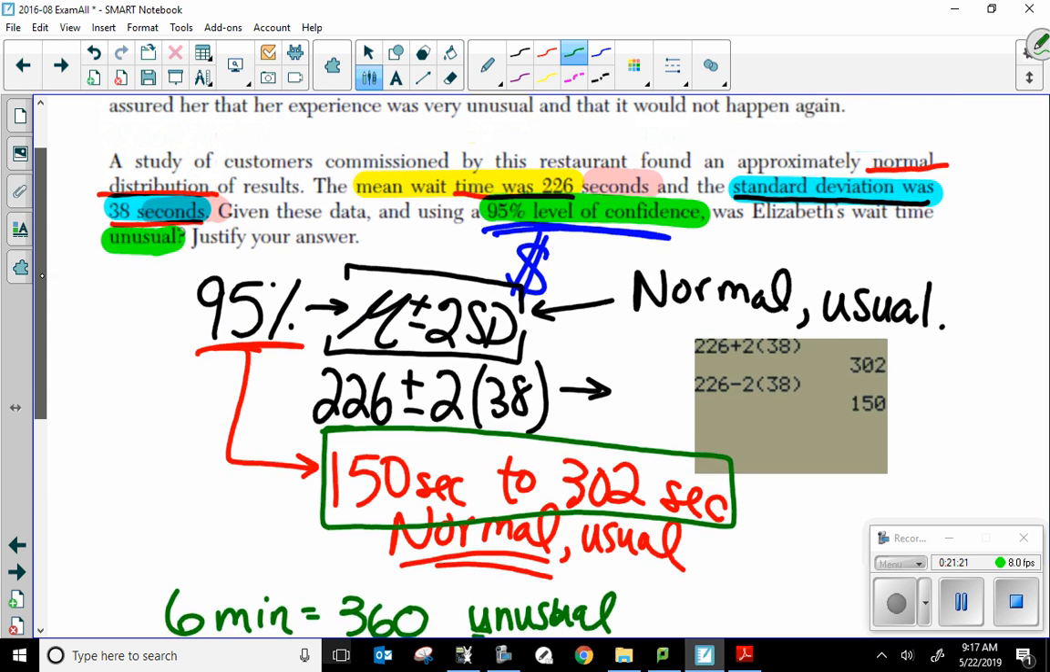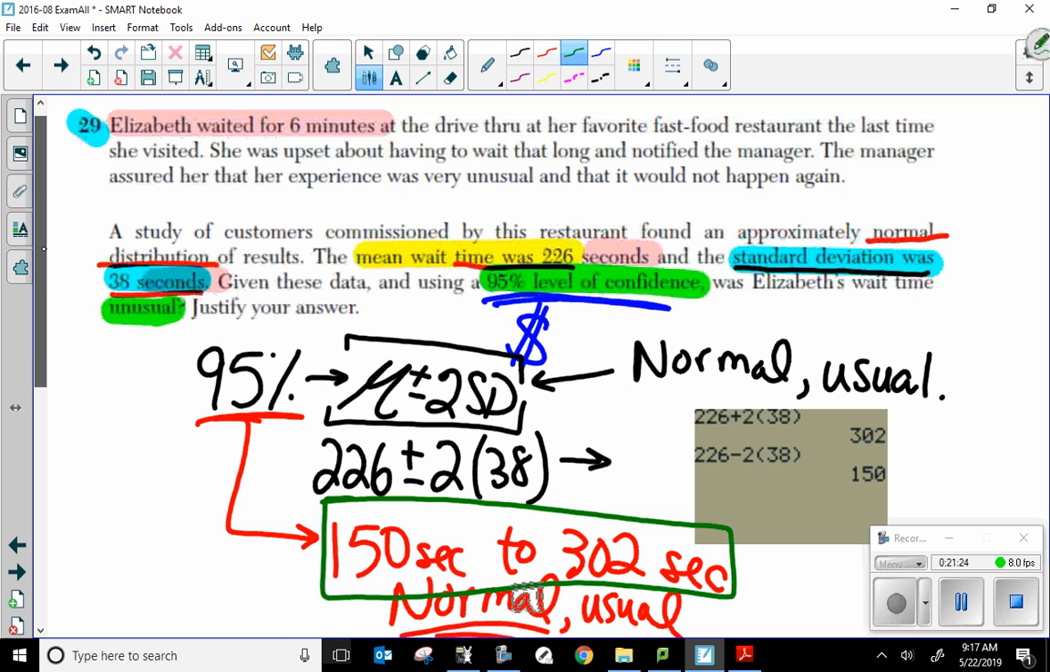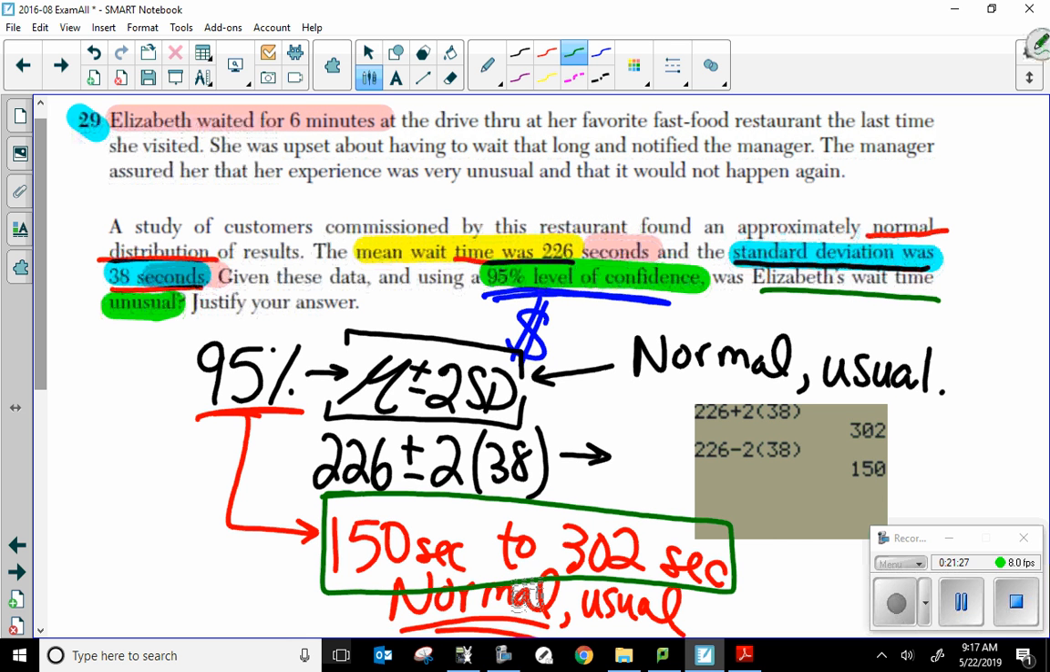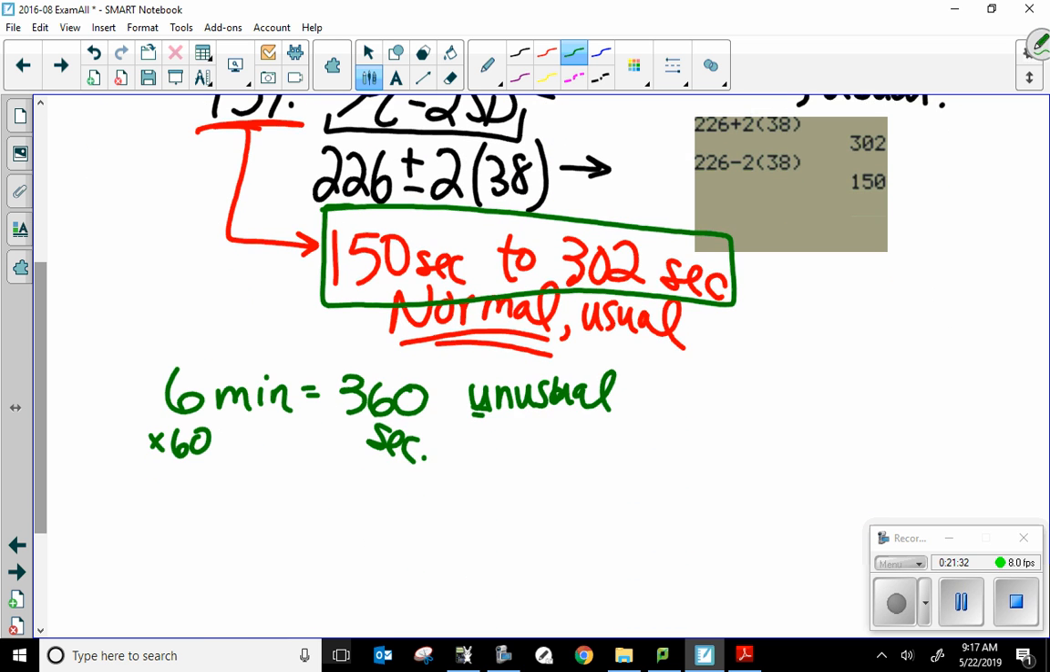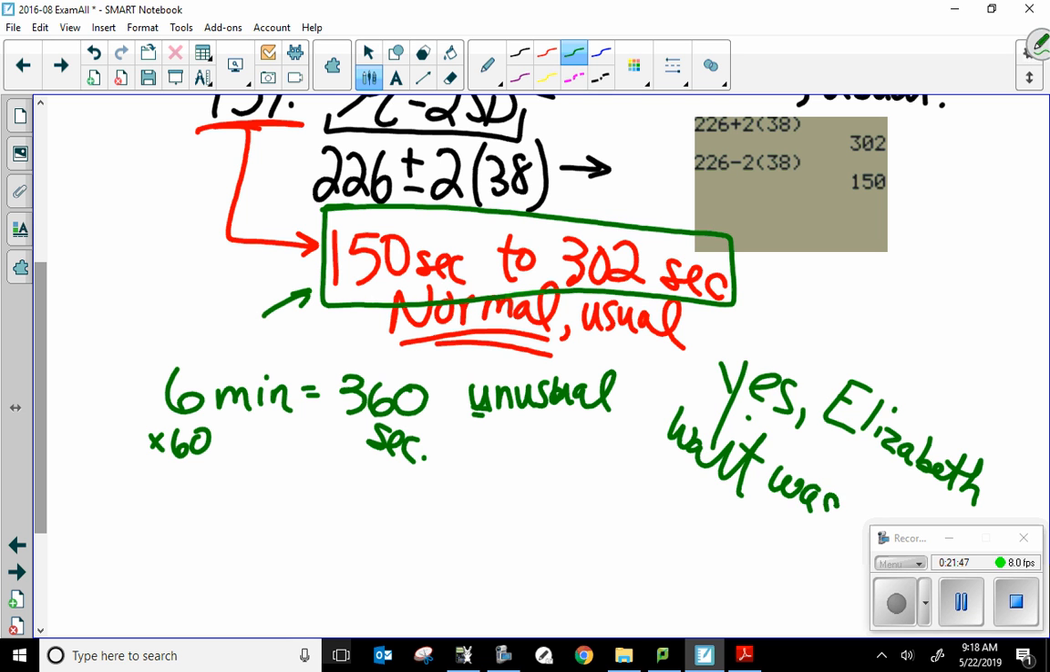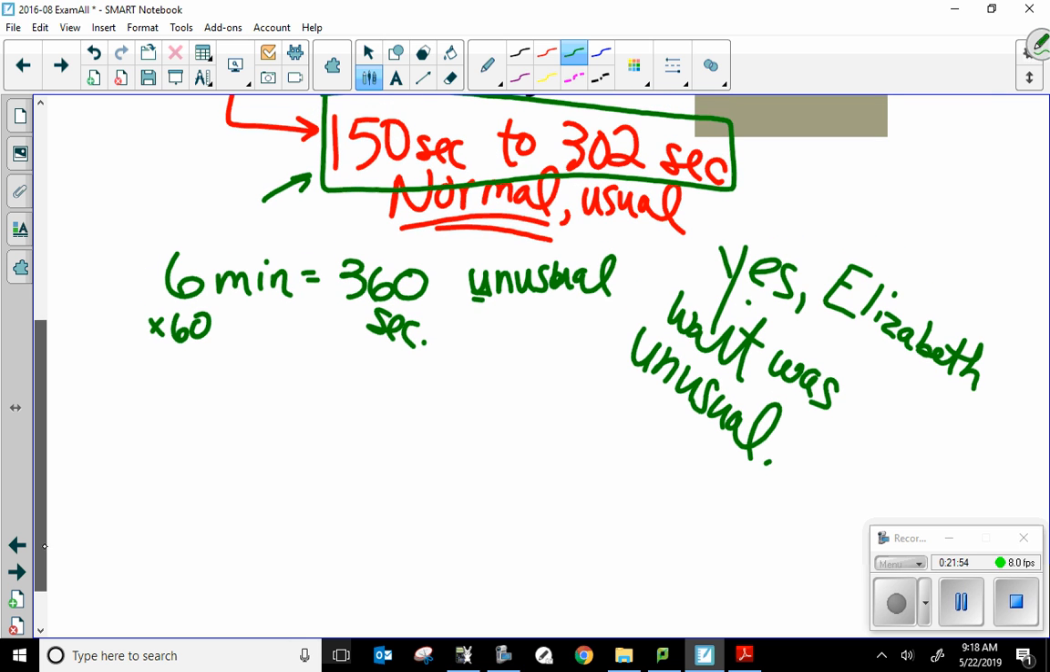So, here we go. We need to answer this question. Was Elizabeth's wait time unusual? Well, yes, it was. It was not in our interval. So let's answer that. Yes. You should use Elizabeth, not Lizzie. Use everything they give you. Yes, Elizabeth's wait was unusual. And you know, it says justify. I think the math work justifies it, but in a problem like this, I'm just going to finish explaining this.